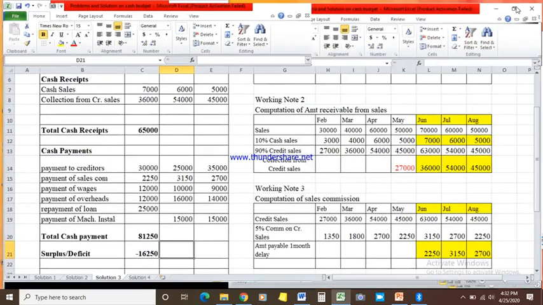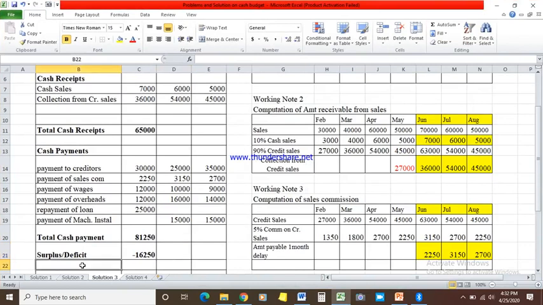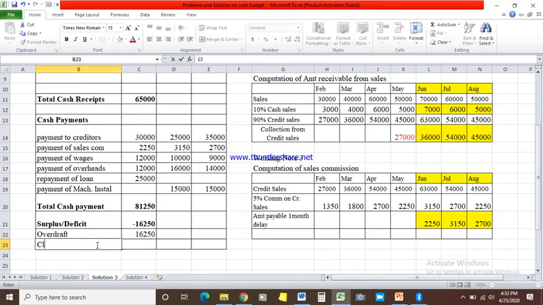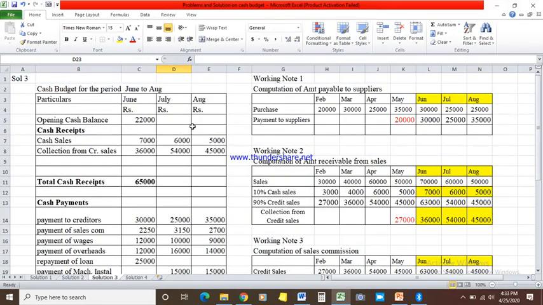So when the firm goes for an overdraft facility, how much does it have to take up? In this problem, the overdraft facility is adjusted to the extent of the negative balance. So 16,250, the overdraft facility is taken. Now finally the closing balance will be nil. Having done this, what is the next month's opening balance? The opening balance will be 0. We don't have any cash available with us.